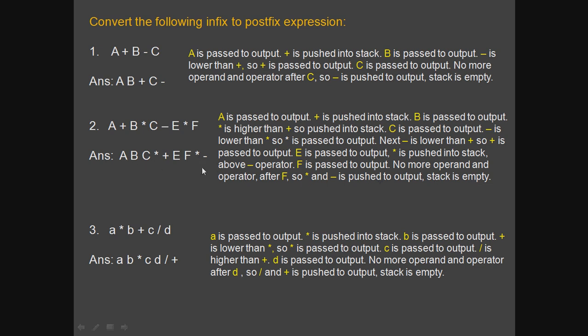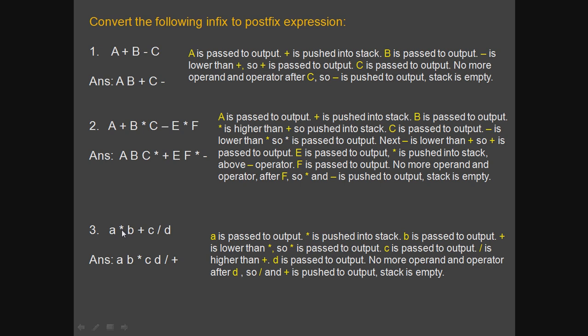All right, the third one, the infix expression is A into B plus C divided by D. So we have to get this output: AB star CD, division symbol and plus. So first A is read and then passed to the output since it is an operand.